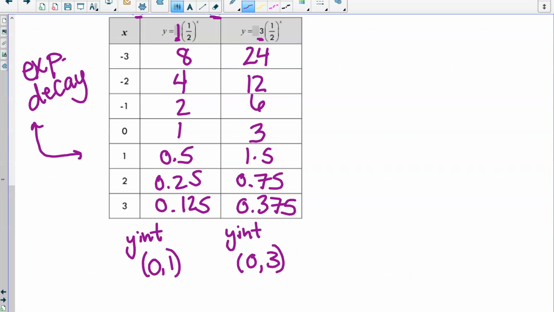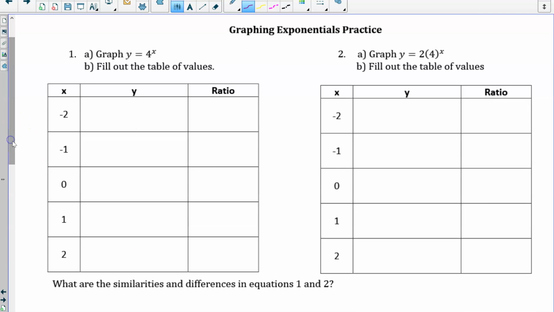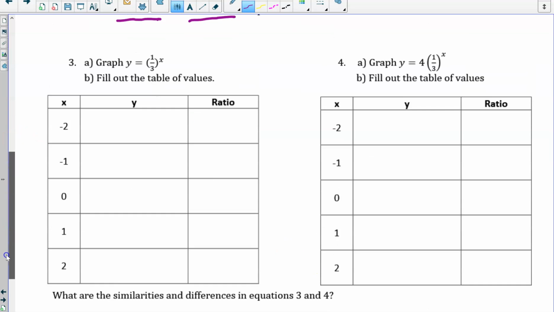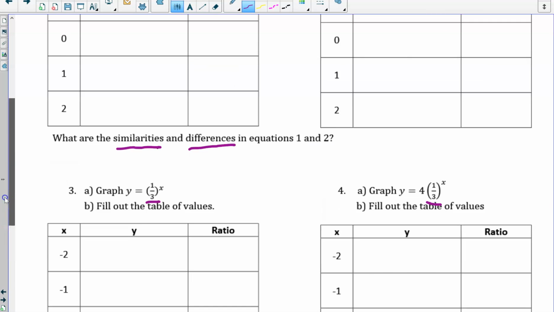Okay, so today's practice looks like this. I want you to graph 1 and 2 together, calculate the ratios. So remember the ratio here is y2 divided by y1. Alright, and then tell me what's similar and what is different about these two graphs, okay? And then it's the same thing for 3 and 4, except your graphs will look a little different. Okay, so try those out. I will post the solutions later on today.